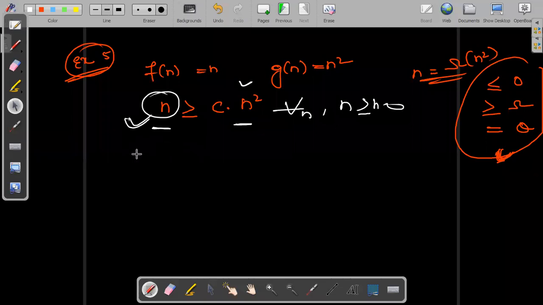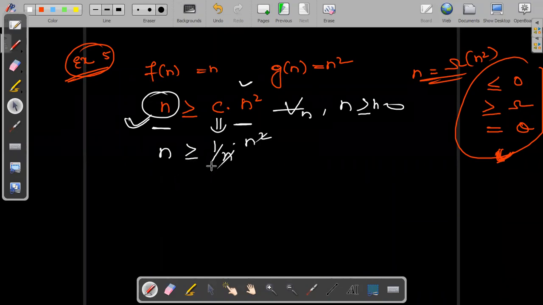What are you going to do? For example, you will do like this: n is greater than or equal to... Some people will say, sir, I will take c value as 1 by n. You will substitute 1 by n dot n square. What happens here? You tell me. Here it cancels or not? Okay, n is greater than or equal to n.